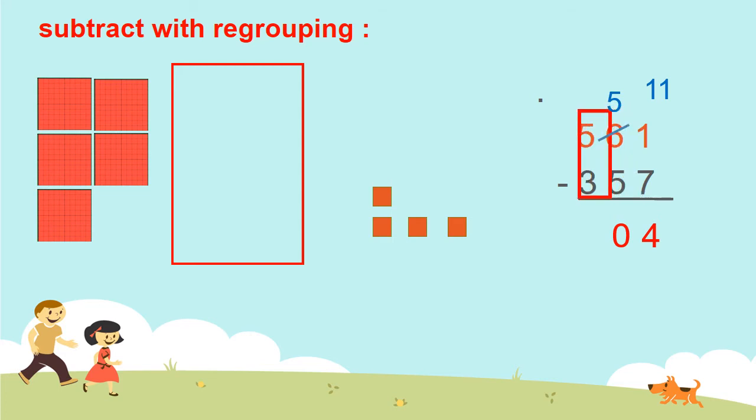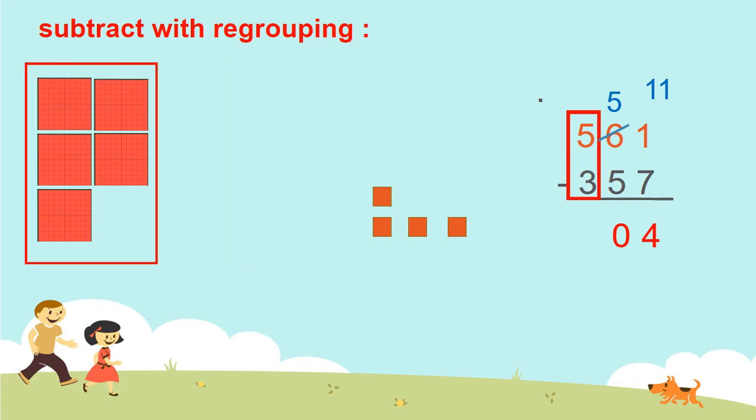Now we go to the hundreds. Now 5, I have 500s. I want to take away 3. Let's take away 3. How many do I have left? 2. Yes, good job. So subtracting 561 minus 357, we get 204. Let's see.